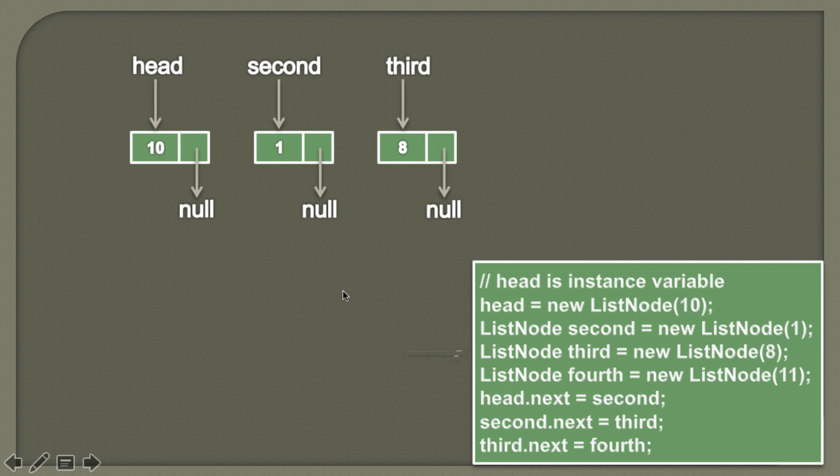Moving ahead, now we are creating a list node having data as 11 and assigning its value to a list node named fourth. Here you can see the list node fourth has data as 11 and its next is pointing to null. So this is how a list node is created. We create a list node by passing in data and its next always points to null.